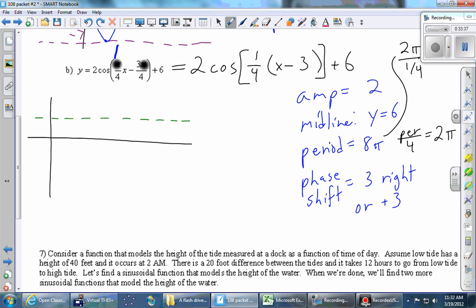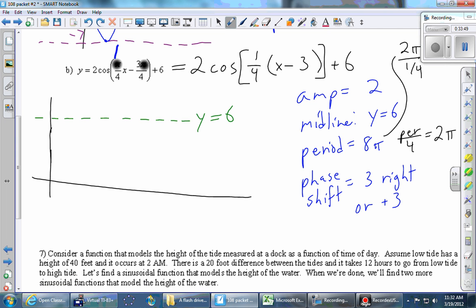So attempt number 2. Maybe we will erase this horizontal line and just move it down a little bit. Okay, and now we try again. How much up and how much down are we going from the middle? We're going 2 up and down. That's the amplitude. So if I go down 2, I land at 4. If I go up 2, I land at 8.